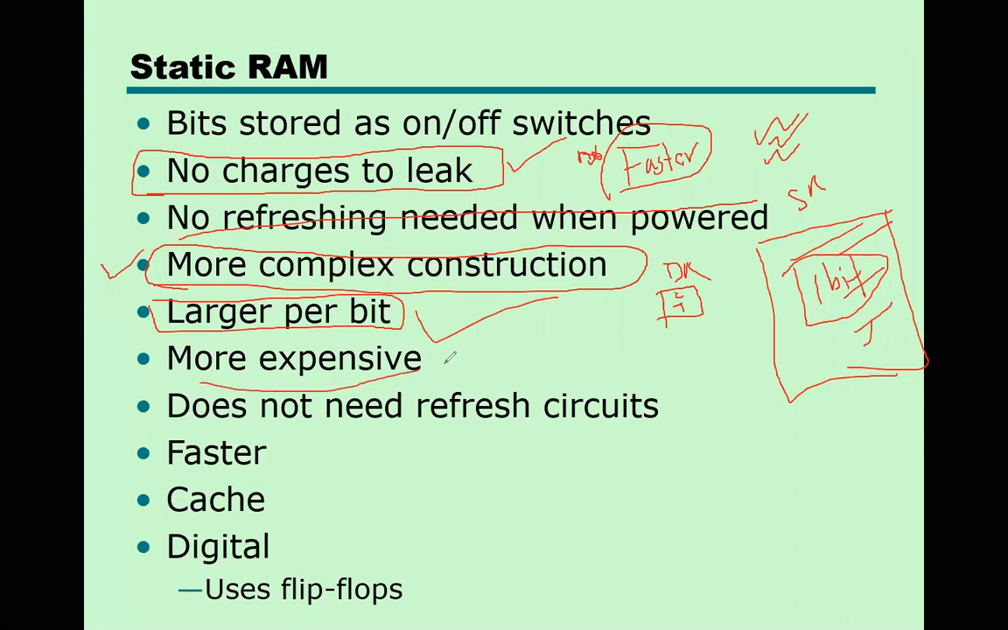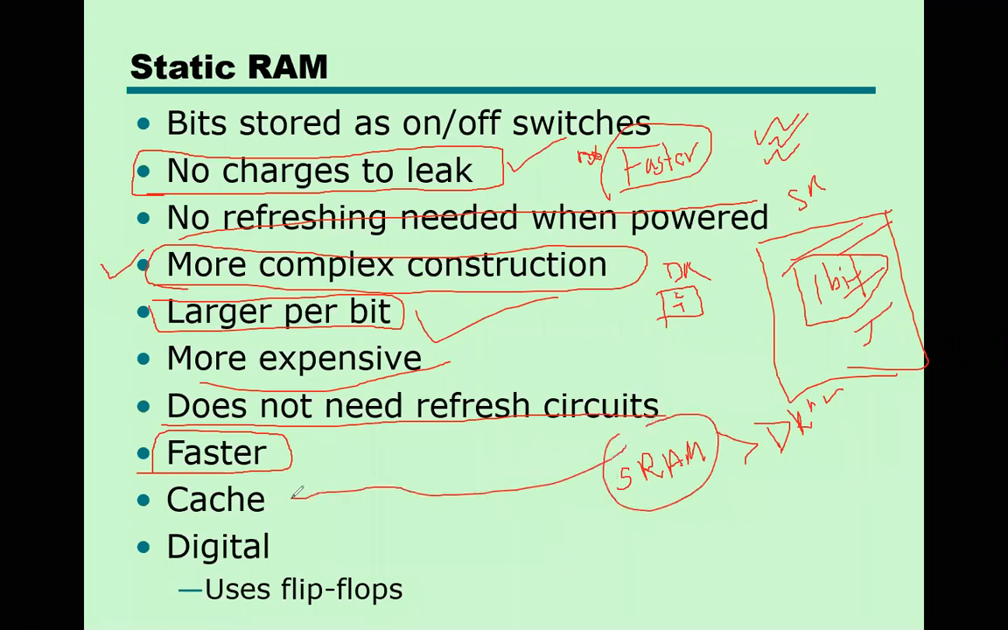Obviously, it is more expensive. The static RAM is more expensive, but does not need a refresh circuit. That's why it is faster. So SRAM is faster than DRAM. Obviously, SRAM is faster. It is used in caching.